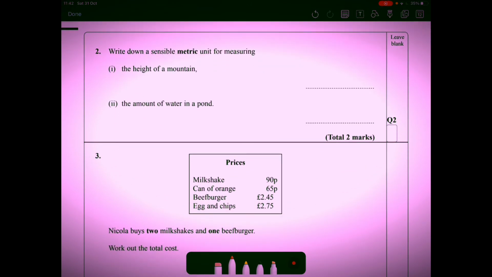Question 2. Write down a sensible metric unit for measuring the height of a mountain. I would say meters for this one. I don't think centimeters would be appropriate nor sensible. Write down a sensible metric unit for measuring the amount of water in a pond. That would be L or litres.